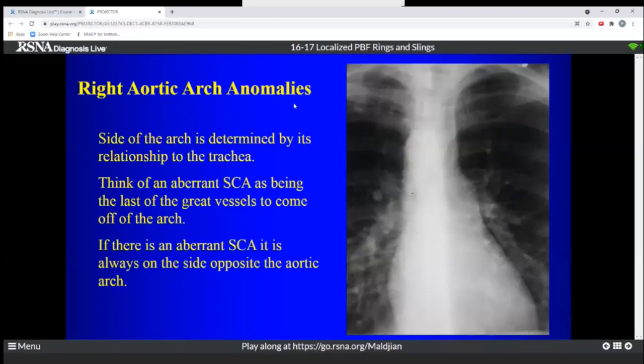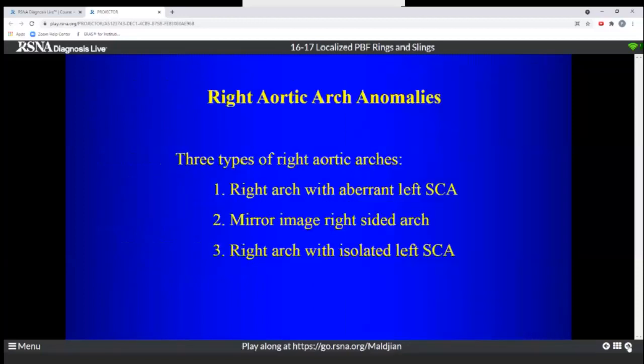So, right aortic arch anomalies. The side of the arch is determined by its relationship to the trachea. If the arch is to the right of the trachea, it is a right arch. If the arch is to the left of the trachea, it is a left arch. Think of an aberrant subclavian as being the last of the great vessels to come off the arch. If there is an aberrant subclavian, it is always on the side opposite the arch. So, if you have an aberrant right subclavian, then you have to have a left arch, and if you have an aberrant left subclavian, you have to have a right arch. So the aberrant subclavian will always be opposite the side of the arch.